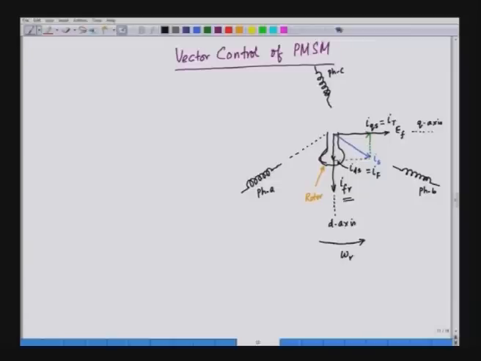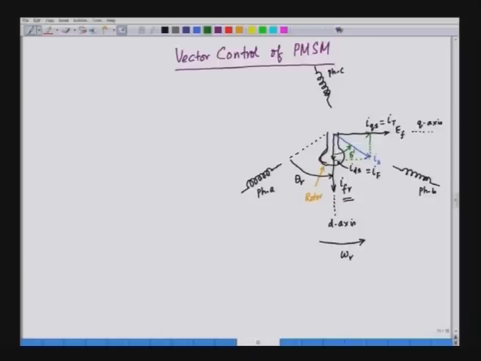Now, if we see the angle between phase A and the d axis, this angle is theta r, the rotor angle. And again, we have already defined the angle between IF and IS. This angle is delta prime, which is something like a torque angle. And we have already shown that the torque is a function of delta prime. So, in this situation, the reference frame is attached to the rotor.